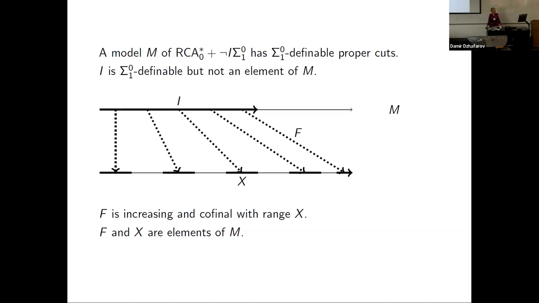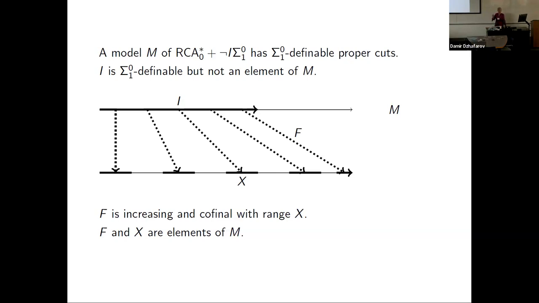Okay, so a key feature of a model of RCA naught star in which sigma 0 1 induction fails is the existence of sigma 0 1 definable proper cuts in the model. And one of the things Simpson and Smith showed was that models of RCA naught star satisfy not only delta 0 1 induction, but they also satisfy sigma 0 1 bounding. And that means you have some nice structure around sigma 0 1 definable cuts. Given a cut like that, you can define a function f, which is an increasing function from the cut into the model, cofinal in the model. And both the function and the range of the function are actually elements of the model, although the cut I is not.